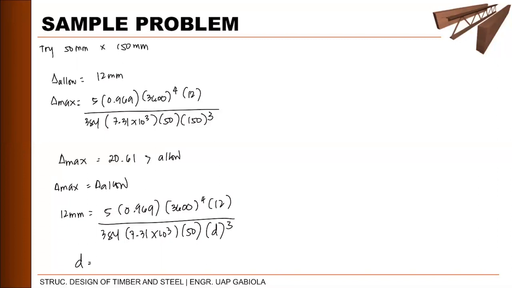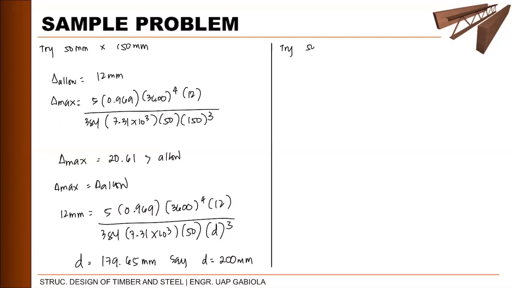Then, i-cube root natin para maging D lang siya. So, makukuha tayo ng value na 179.65 mm. So, again, increment of 25 mm o 1 inch. So, lumampas na siya ng 175. Say natin ng D is equals to 200 mm. Okay? So, ang kasunod natin gagawin, tatry natin ngayon si 50 mm by 200 mm.